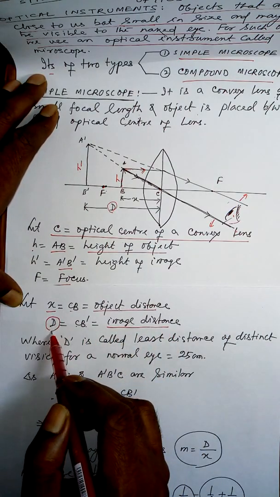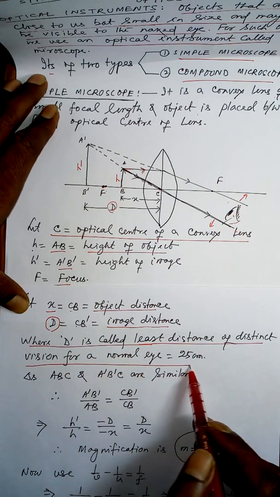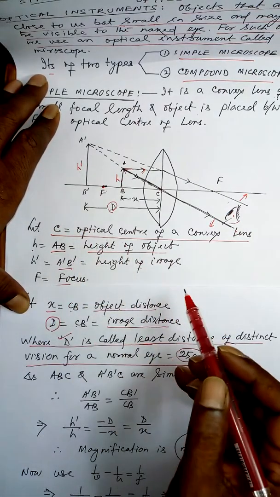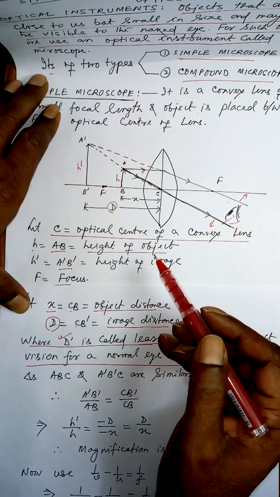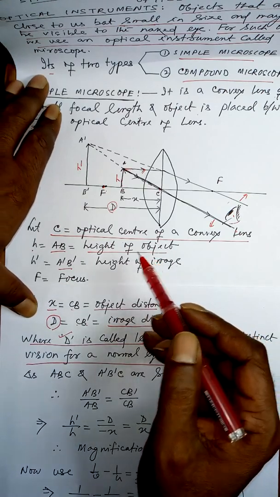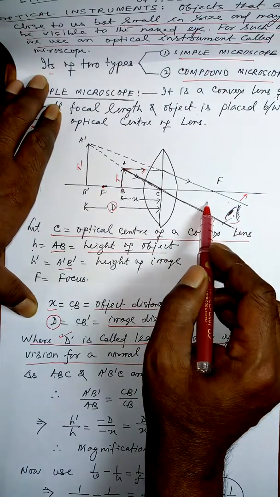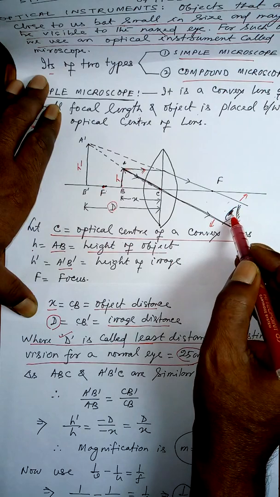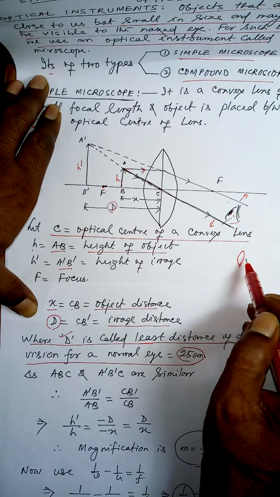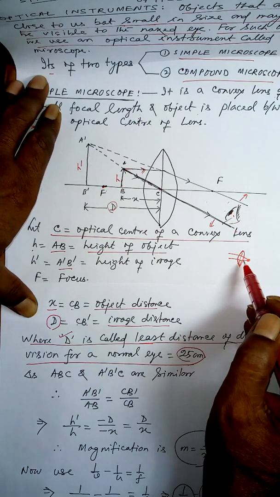Why have I written capital D? Where D is called the least distance of distinct vision for a normal eye, which is 25 centimeter. What do you mean by this? When you look at an object which is very close to your eye, the eye lens is not able to adjust the curvature. This is your eye. If an object is very close to the eye lens, which is a liquid lens, it has to adjust its curvature, this curvature and this curvature, so that the rays get focused at the retina. But there is a restriction to that.